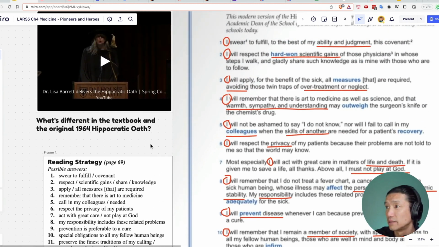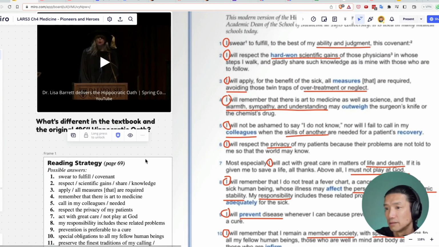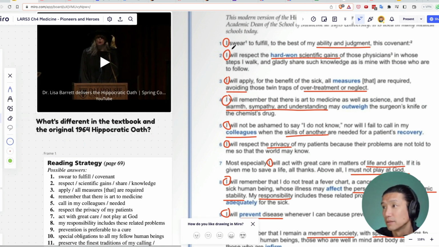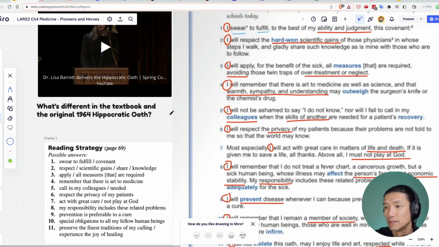Swear, fulfill. Covenant. Oh, I totally got it wrong. Let's use blue. So respect. Also got it wrong. Scientific gains. Yay. Share, knowledge. Okay. So any of these words that are keywords. Keywords are verbs, nouns, adjectives. If they're important to you, we all look at words differently. We all have a different understanding.